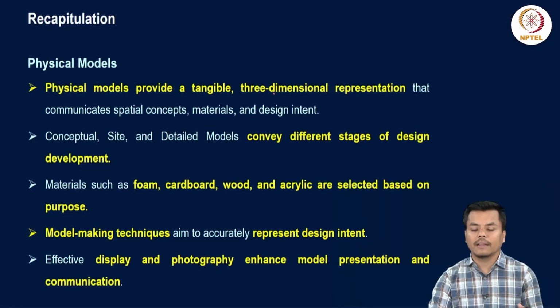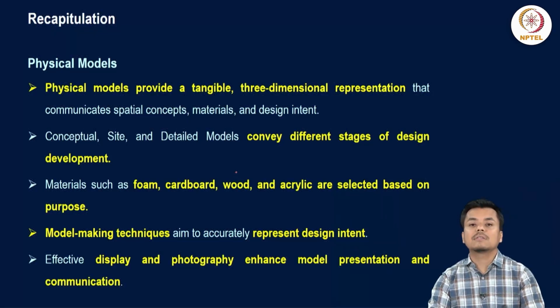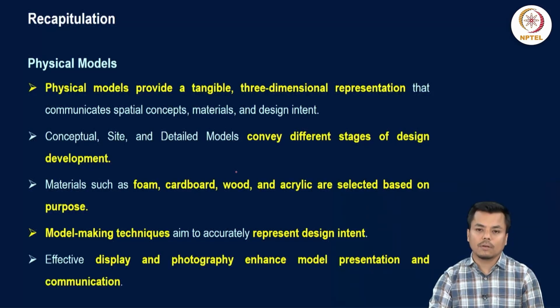the design idea. Then as you progress in your architectural thesis or in your design, the detail model or site model may be relevant at those stages. Materials such as foam, cardboard, wood and acrylic are selected based on the purpose or the detail that you want to showcase, the scale that you have selected for the project, and at which stage you are actually showing the model. So based on these factors, the materials are chosen for the model.